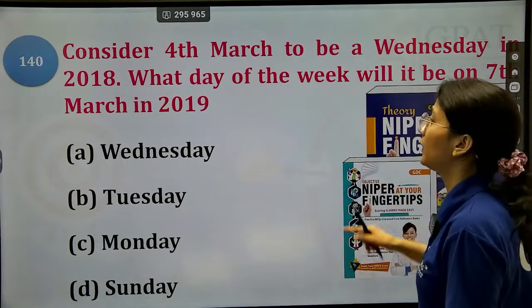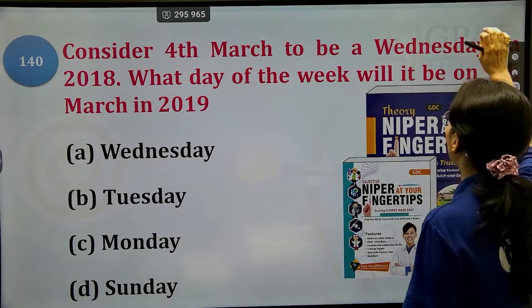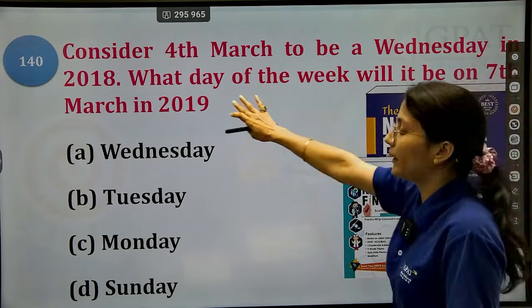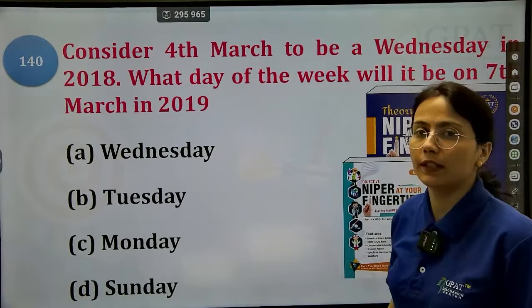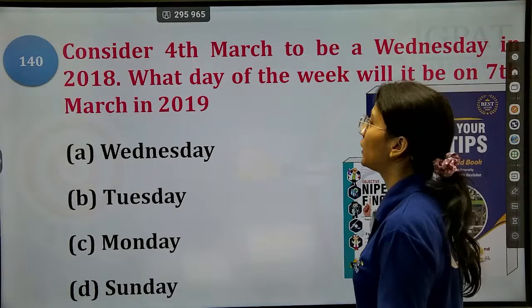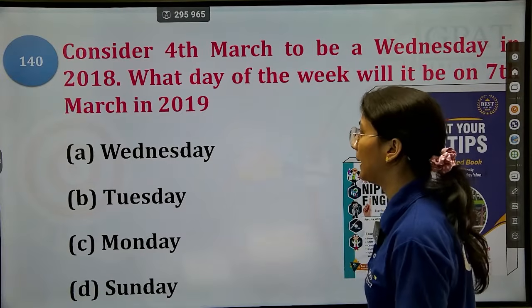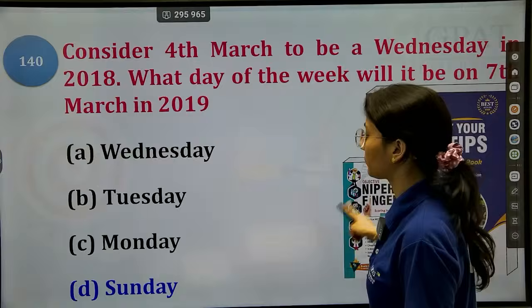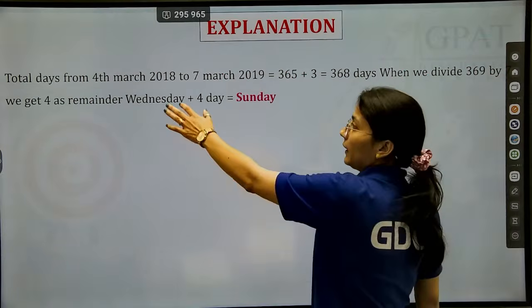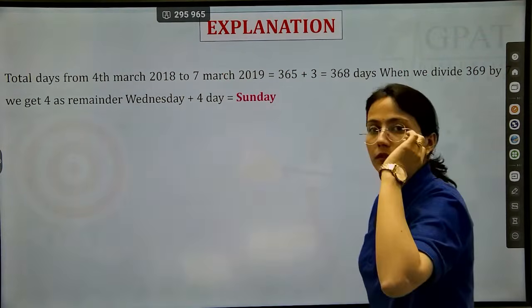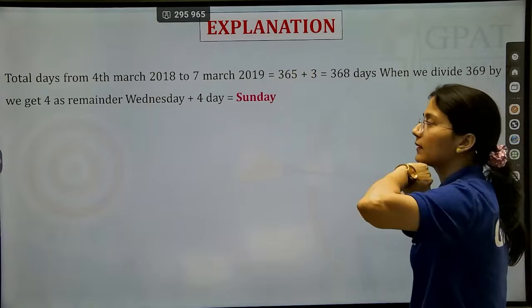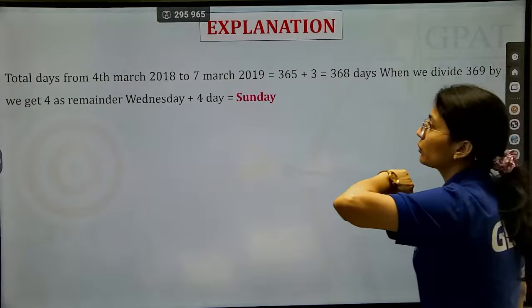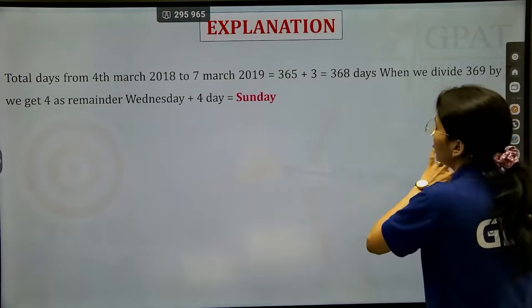Now consider 4th March to be a Wednesday in 2028. So what day of the week will be on 7th March in 2019? So if you see, total from 4 March to 7 March 2019 is like 365 days plus 3, that is 368. So 3, when we divide 368 by what?